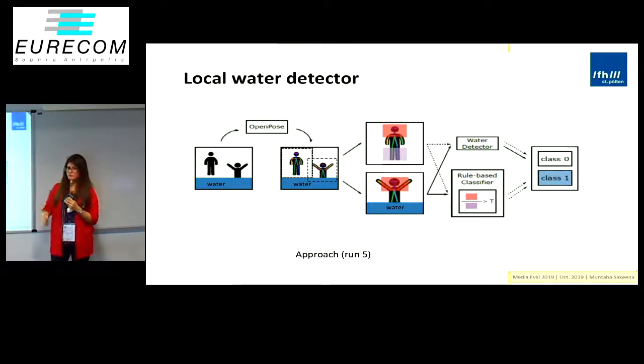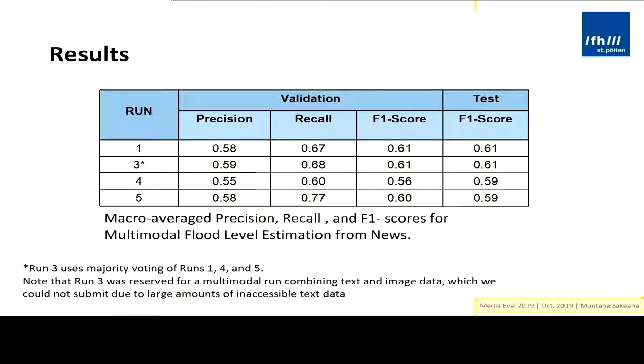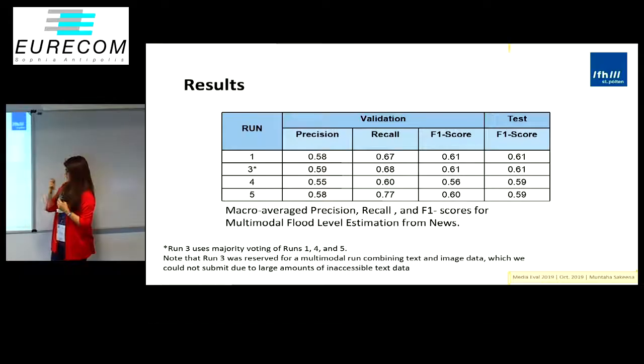Now you will wonder why we don't have approaches 2 and 3 here, and we go directly to 5 and 4. The thing is, we were unable to work with the text data. It was highly noisy, some links were broken, and we were short on time.